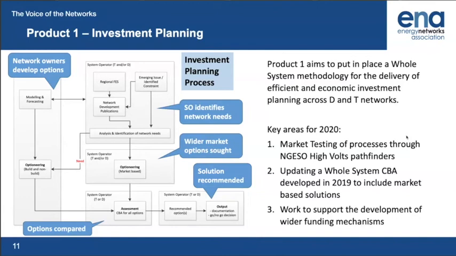Right, I've noticed a question come up there from Matthew Page. Does this include whole system, most economic connection solutions for a given user, not just for wider reinforcement, i.e. a user could connect to D, but it's cheaper overall to connect to T?